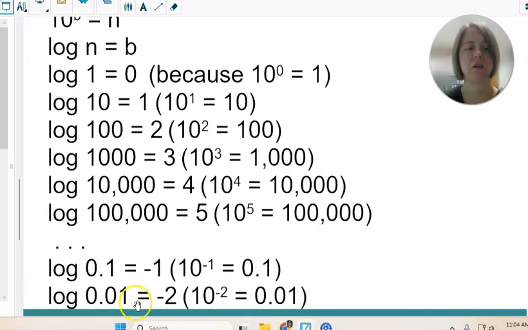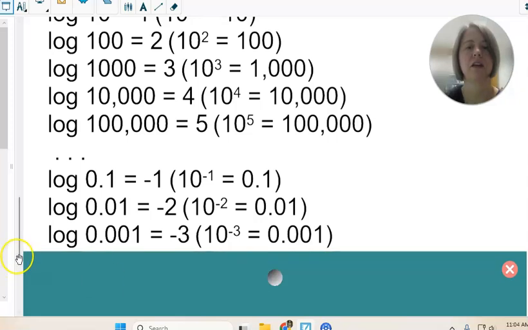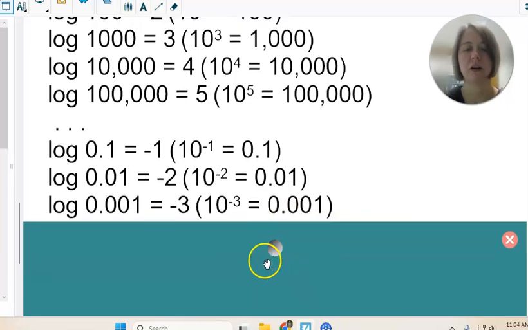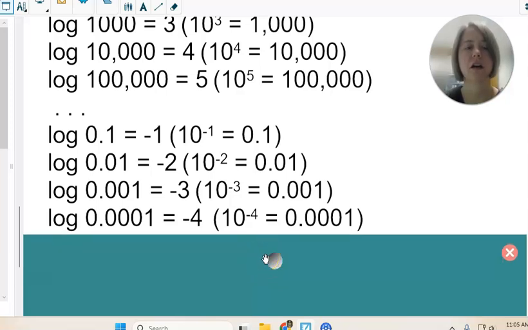And then the same thing with the log of 0.01 equals negative 2 because 10 to the negative 2 equals 0.01. And the log of 0.001 equals negative 3 because 10 to the negative third equals 0.001. All right, I'm going to make you write a couple more. The log of 1, 2, 3, so tens, hundreds, thousandths, 10 thousandths equals negative 4 because 10 to the negative fourth equals 1 10,000th.